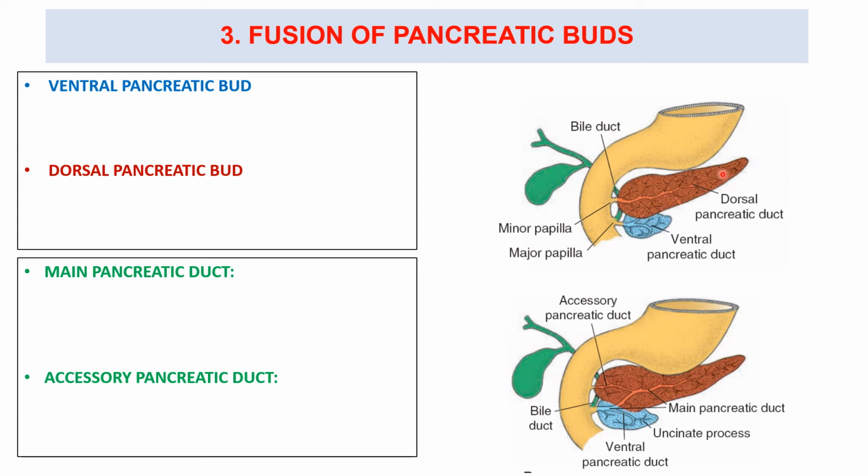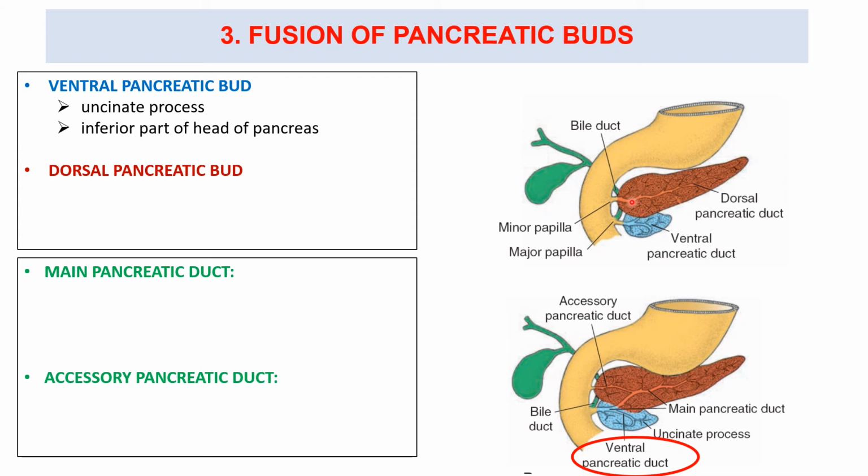In the meantime, the duct system is also developing within the dorsal and the ventral pancreatic bud. The duct system of the dorsal pancreatic bud reaches the minor papilla, and that from the ventral reaches the major papilla along with the bile duct. So there is communication between the dorsal pancreatic bud and the ventral pancreatic bud. So there is not only fusion of the pancreatic buds, there is fusion of the ductal system of both the buds as well.